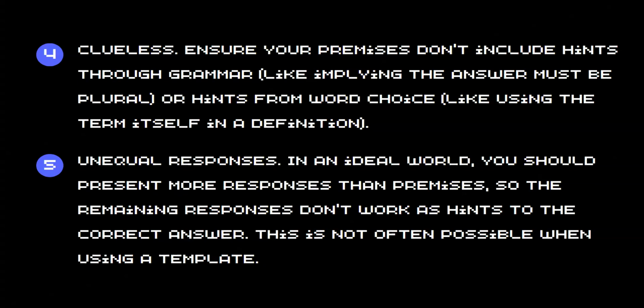Number 5. An equal response. You should present more responses than premises, so the remaining responses don't work as hints to the correct answer. This is not often possible when using a template.